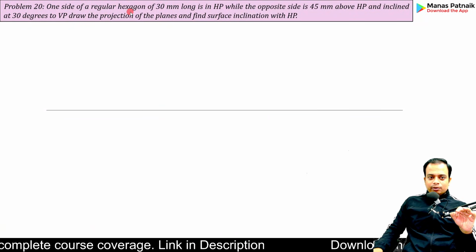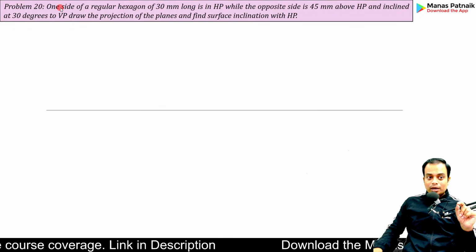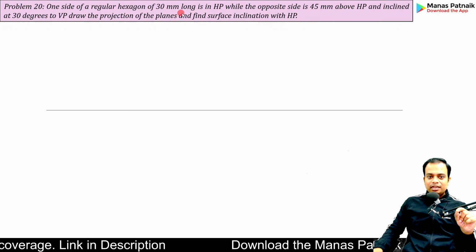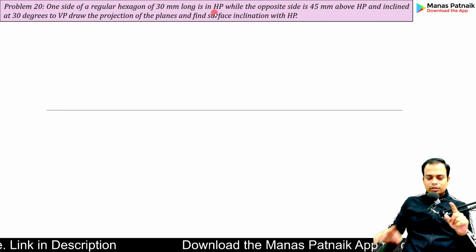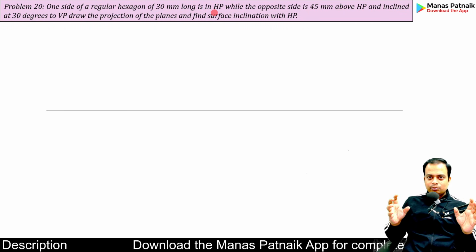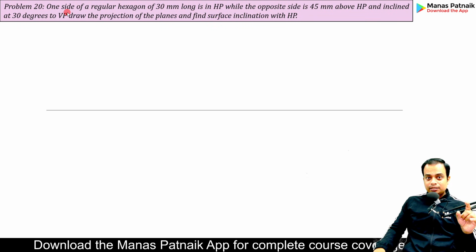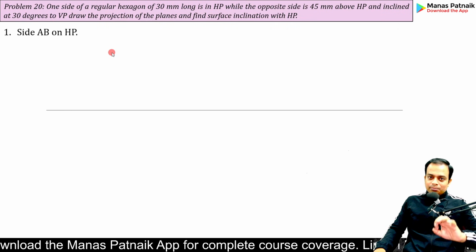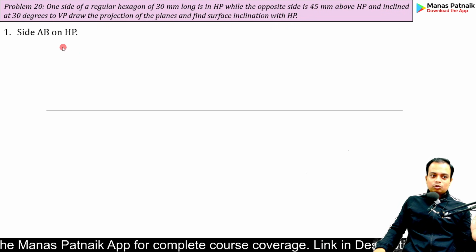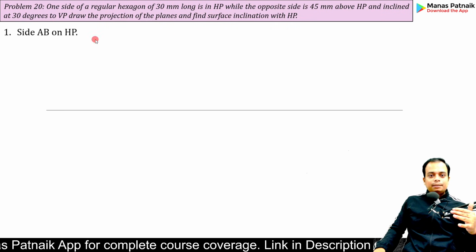One side of a regular hexagon, please note, one side of a regular hexagon of 30 mm long is in HP. So there is a regular hexagon. All the sides are equal. And we've been instructed that one of its sides is in HP. So let us simply write this. And let us just assume that that side is AB.